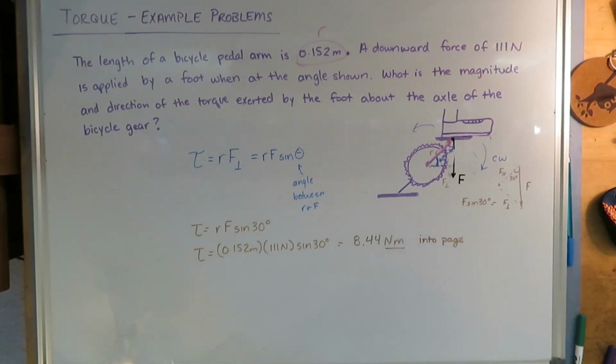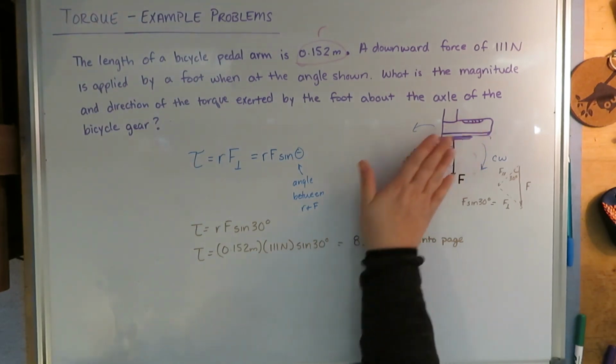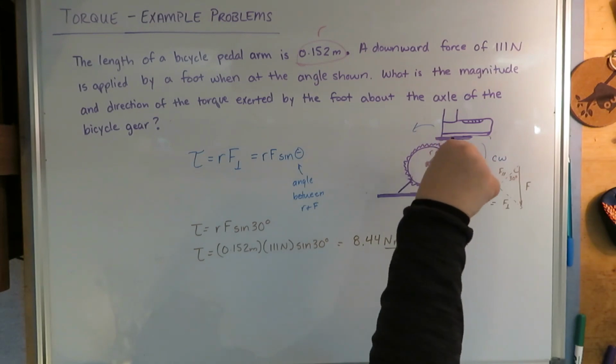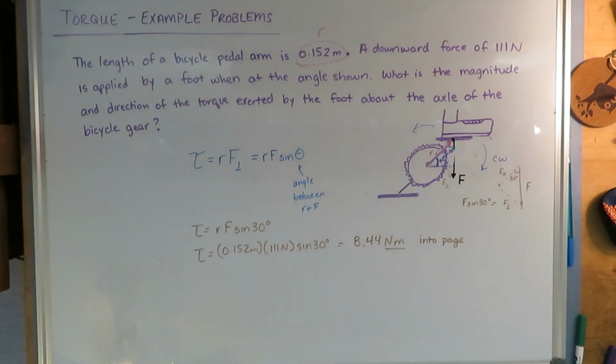The other way I could have figured that is by putting my fingers in the direction of R, rotating my palm in the direction of F, then my thumb points into the page once I curl my fingers. So either of those two methods works. So this would be a negative torque, but the better direction is into the page. All right, so there's that first example.